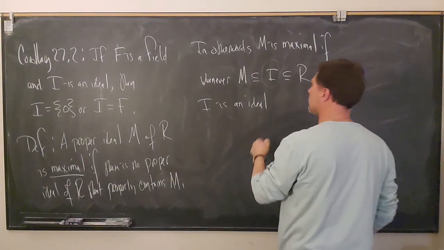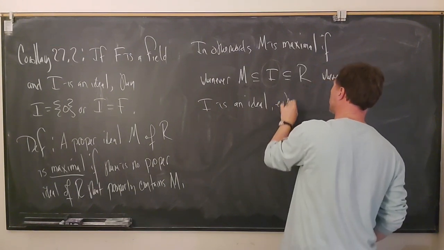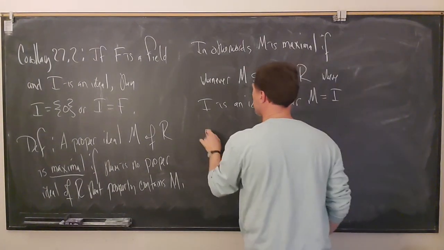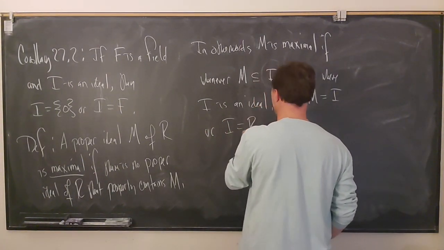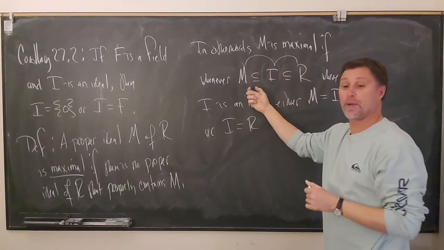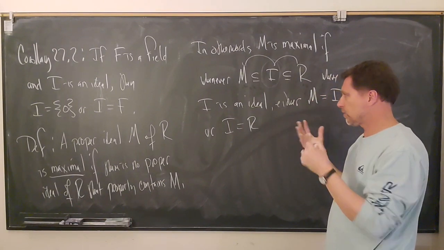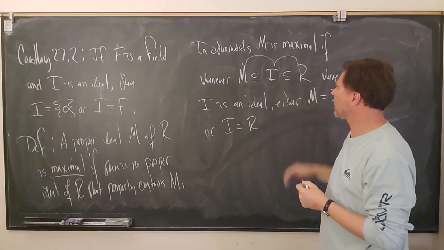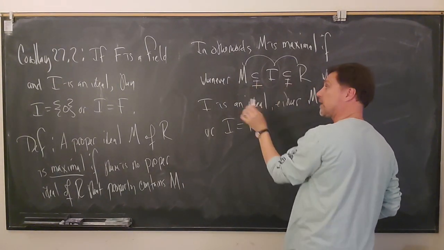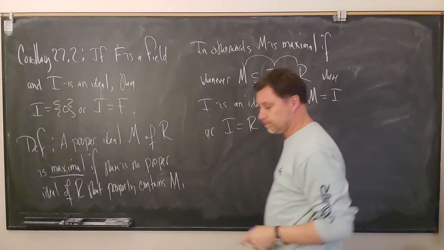So anytime we have this setup, where I is an ideal, either M equals I or I equals R. So it either goes that way or that way. There's nobody that lives strictly in between M and R. That's our definition, or that's how you want to picture it, right? You can never have this situation where you get non-equality in both cases. That will never happen.